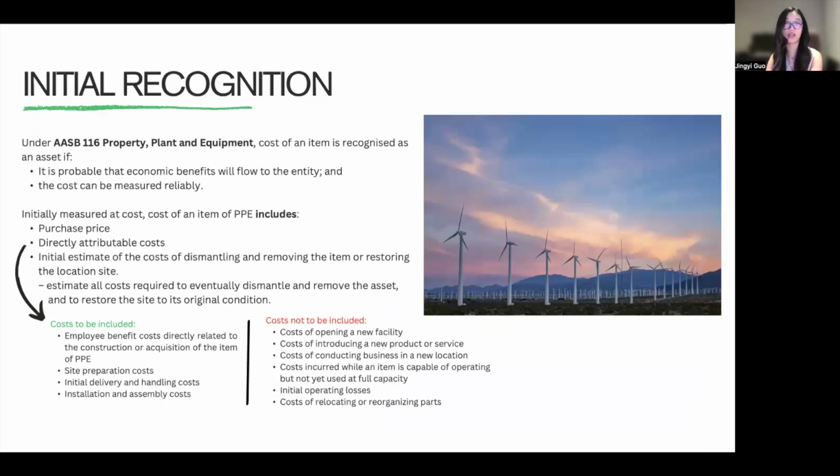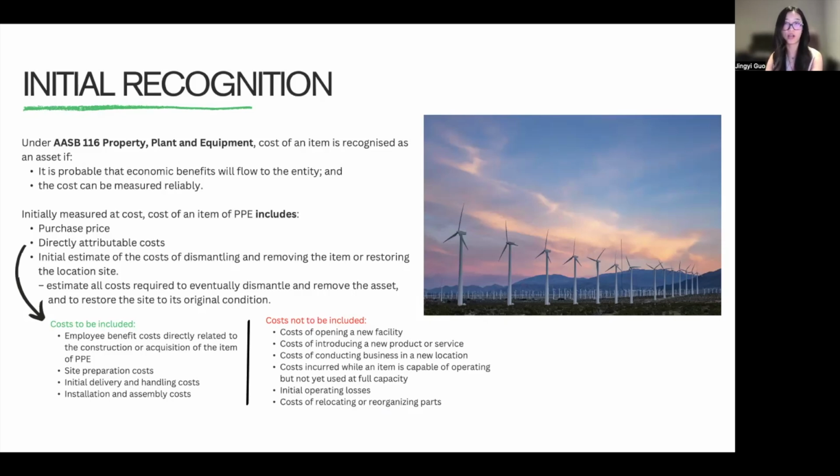Under ASB 116, an item of PPE must be recognized as an asset when two conditions are met. The first one is it is probable that future economic benefits associated with the item will flow to the entity, and the second one is the cost can be measured reliably. Once recognition criteria are met, the standard states that the asset must be initially measured at cost.